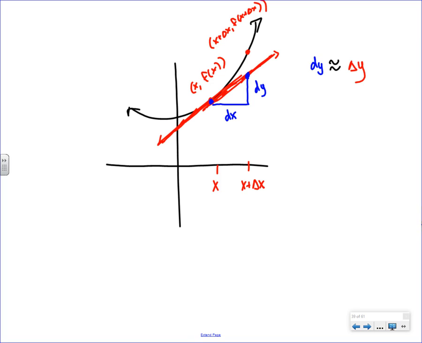Delta y would say, hey, for this delta x, how far up would you go? All the way up. So dx and delta x are the exact same thing, because both of them are going over the same amount. Just dy says I'm going to the tangent line. Delta y says, no, no, no, I'm going to the curve.